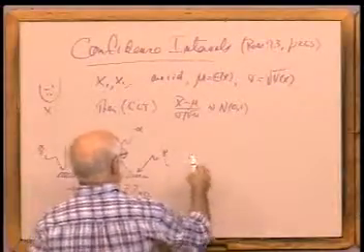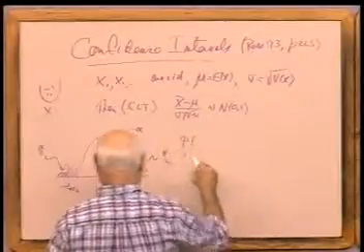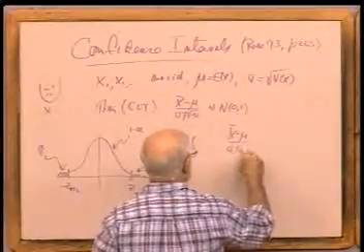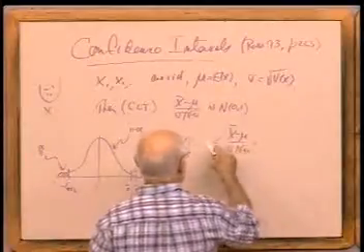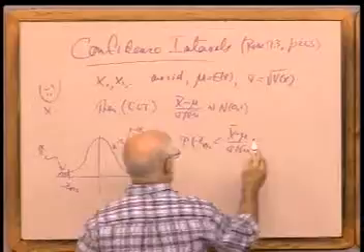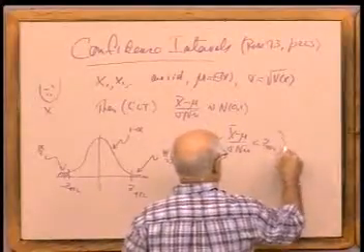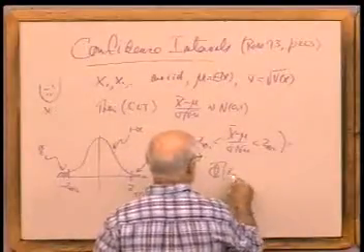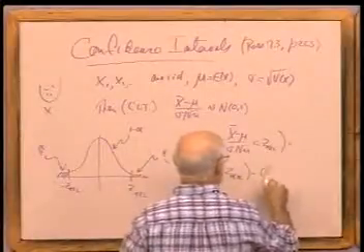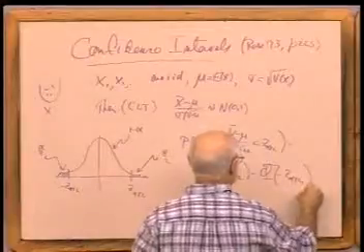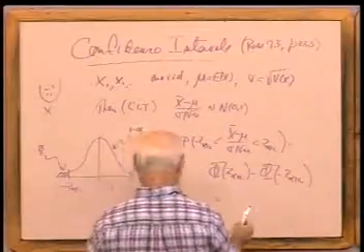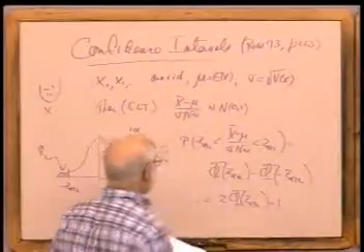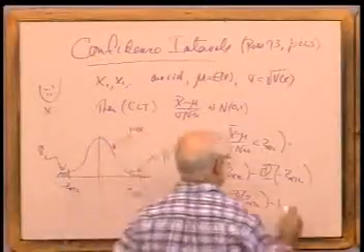Okay, so from the central limit theorem then, I can make the following statement. I can say that the probability that x bar minus mu divided by sigma over the square root of n lies between minus z sub alpha over 2 and plus z sub alpha over 2. That probability is equal to capital phi of z sub alpha over 2 minus capital phi of minus z sub alpha over 2, which is the same thing, as we know, as 2 times capital phi of z sub alpha over 2 minus 1, and it also must be equal to 1 minus alpha.